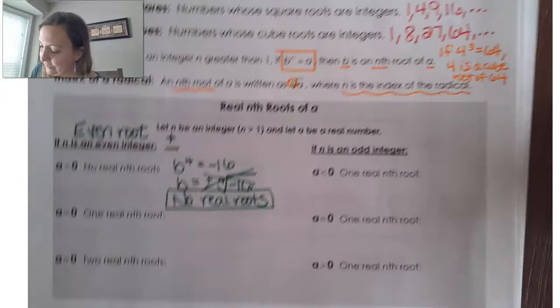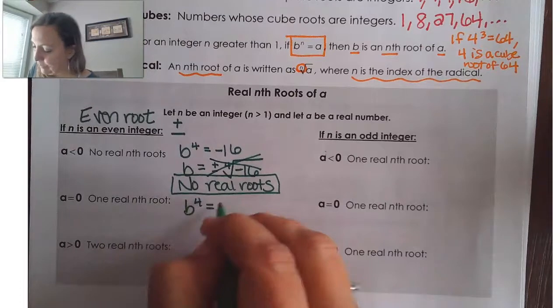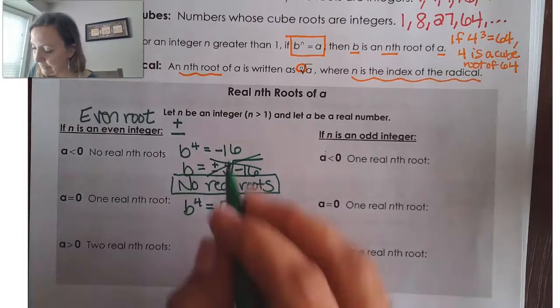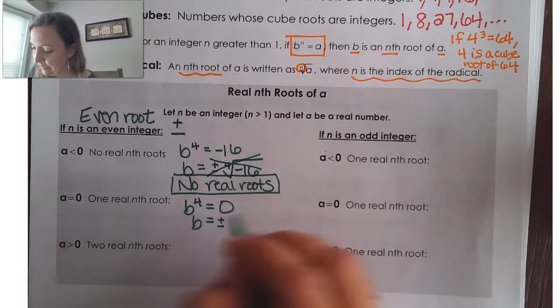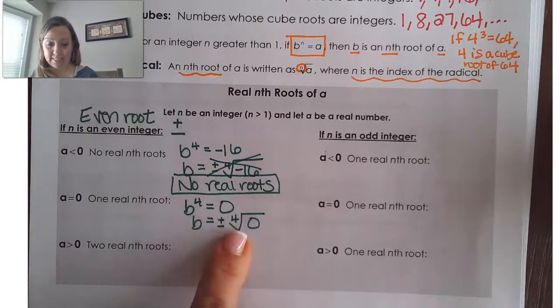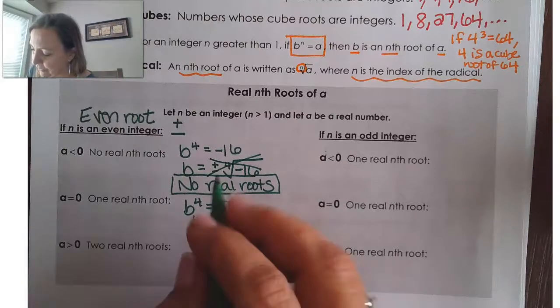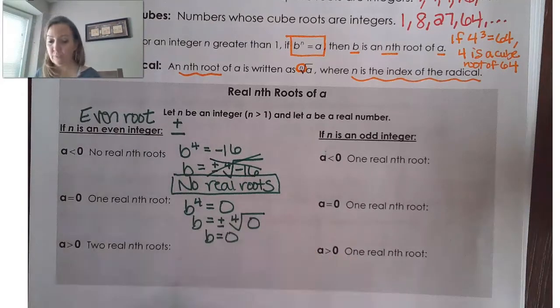Now, if a is 0, so if b to the fourth equals 0, once again, because it's an even root, we're going to take plus or minus, and we're going to have 4 as the index. Well, the fourth root of 0 is 0, and there's no difference between plus or minus 0, so that's just going to be b equals 0.